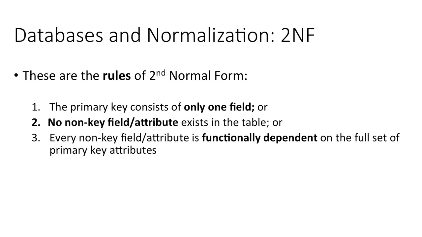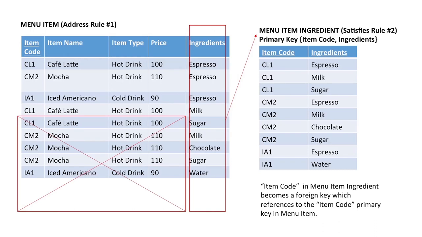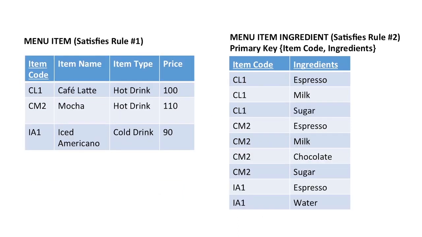Let's convert our previous example into second normal form. Here, the ingredients will be brought into a separate table. So now our menu item satisfies rule number 1 and menu item ingredient satisfies rule number 2. And here the primary key is the item code and ingredients.